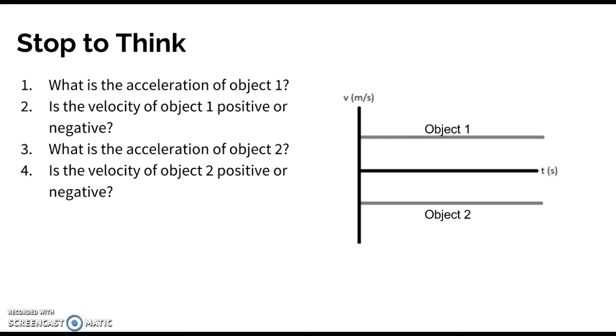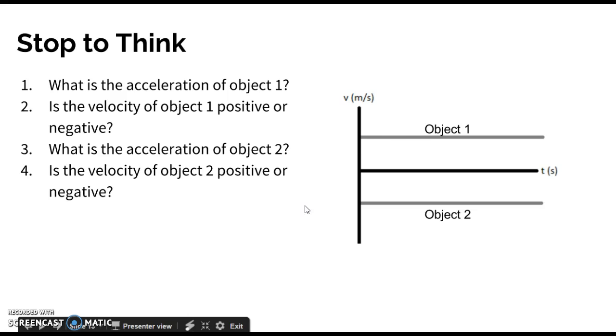Does this make sense? It should. As we see here, this is basically saying that our velocity has a constant value, whatever that value is. Since it's staying the same, we're not accelerating. So it makes sense that our acceleration is 0. My second question for you is, is the velocity of object 1 positive or negative? Well, the velocity is positive, and the reason for that is our line is in the positive region of our graph.